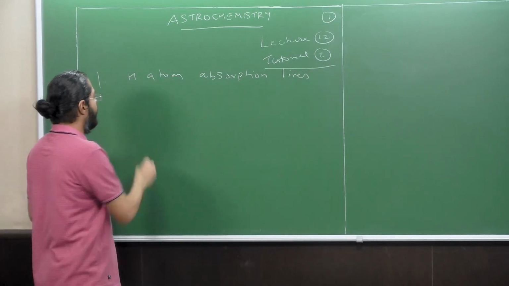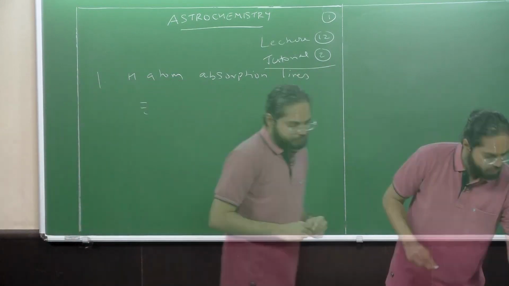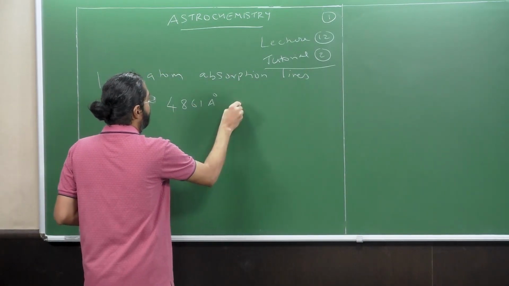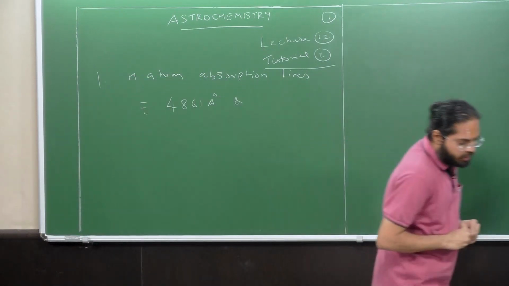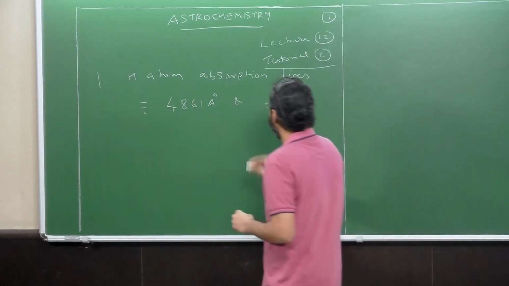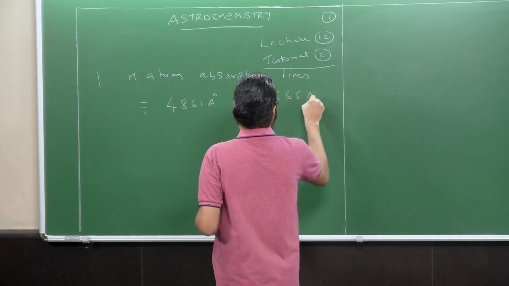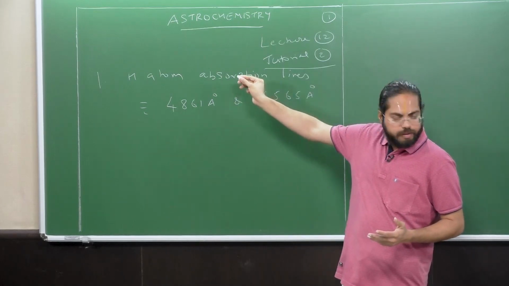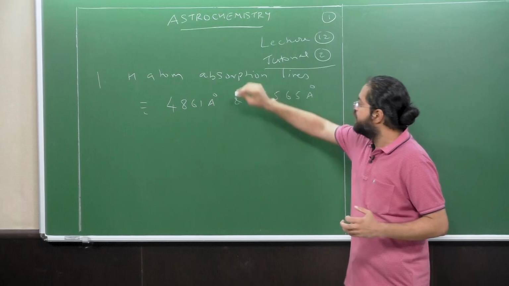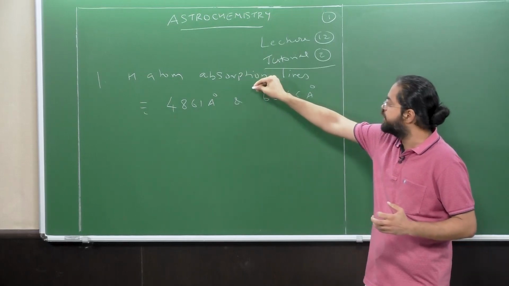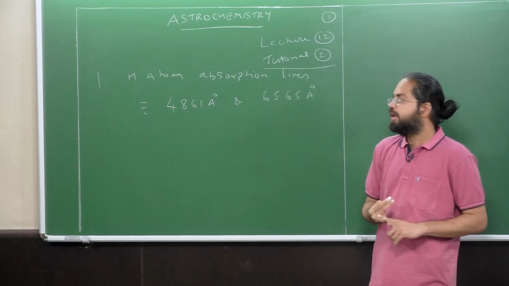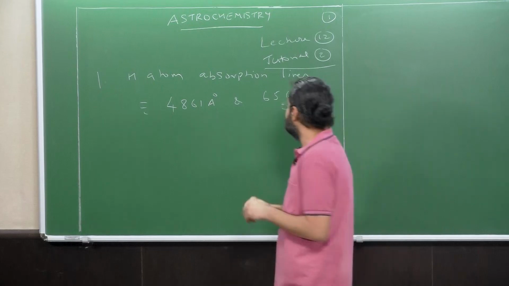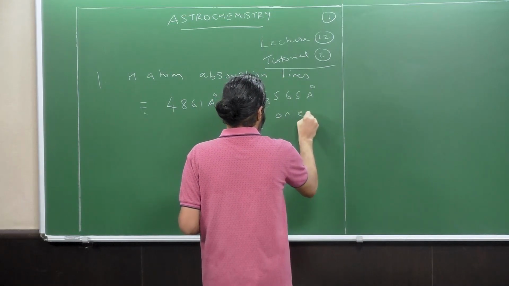measured on Earth, they have been measured at 4861 angstrom and 6565 angstroms. So these are the wavelengths at which the hydrogen atom absorption lines have been measured. All right. Now, from a distant star, okay, from a distant star in another galaxy, okay, this is on Earth.